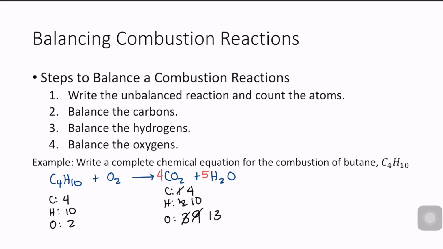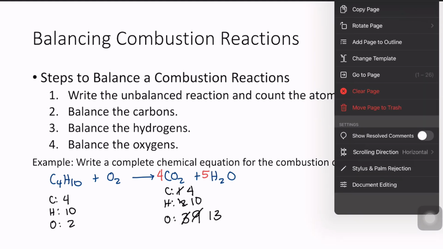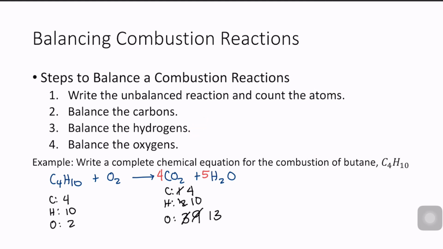Now my next step is to balance the oxygens. Whoops, I already did the hydrogen. When I go through and balance the oxygens, I notice that I have 2 oxygens on my reactant side and 13 on my product side. So this is where it gets a little funky because in order to balance this, I'm going to have to put 6.5 on my oxygen on my reactant side. And when I go through and balance my oxygens, I see I have 13 oxygens. So my chemical reaction is complete.